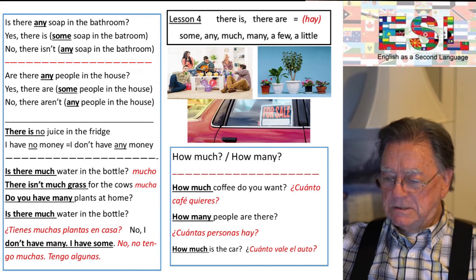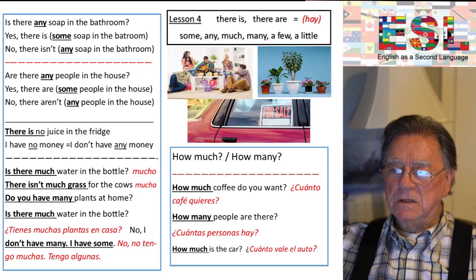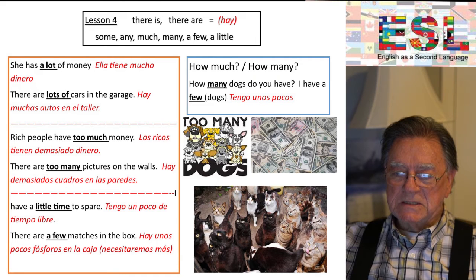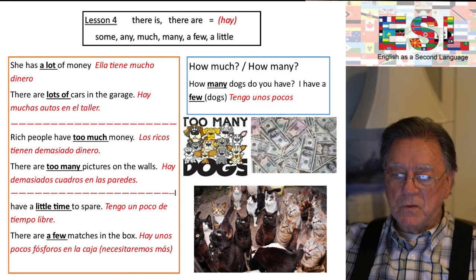Okay, that ends this page, and I think we've got time to do the last page. And here shows the last page, and we've got still with lesson 4. There are some, any, much, many, a few, little.